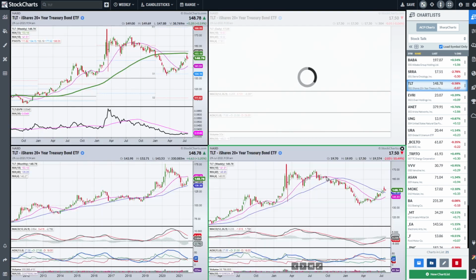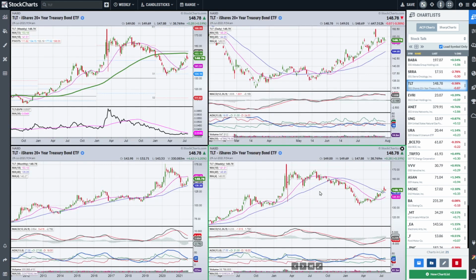TLT was one of the symbols that was sent across, and I did get a few other ETFs. Feel free to send ETFs over if you want. I know it's called StockTalk, but I still think ETFs qualify.